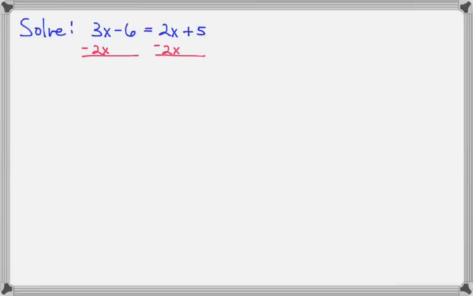Now combine your like terms on the left and combine your like terms on the right. So 3x minus 2x leaves us 1x, and minus 6 comes down. And then over here, 2x minus 2x adds up to 0, and then our plus 5 comes down. So now we've got x minus 6 equals 5. Let's add 6 to both sides. And then x minus 6 plus 6 gives us x, and 5 plus 6 gives us 11.